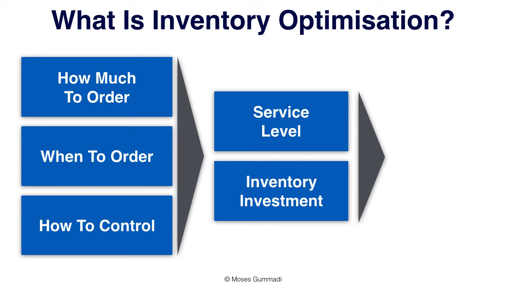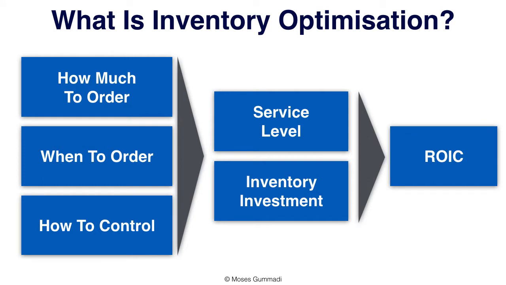So these two are contradictory requirements. If you want to keep a lot of inventory, you can provide a good service level, maybe 100%, but at the cost of inventory investment. On the other hand, if you want to minimize the inventory investment, then your service levels would suffer. So you need to balance these two, and you need to operate at an optimal point based on your requirements. And when you do that, you would maximize the return on the invested capital.